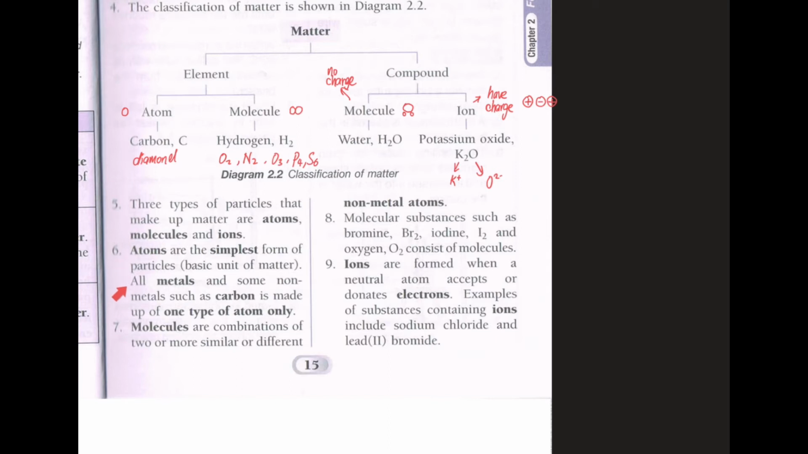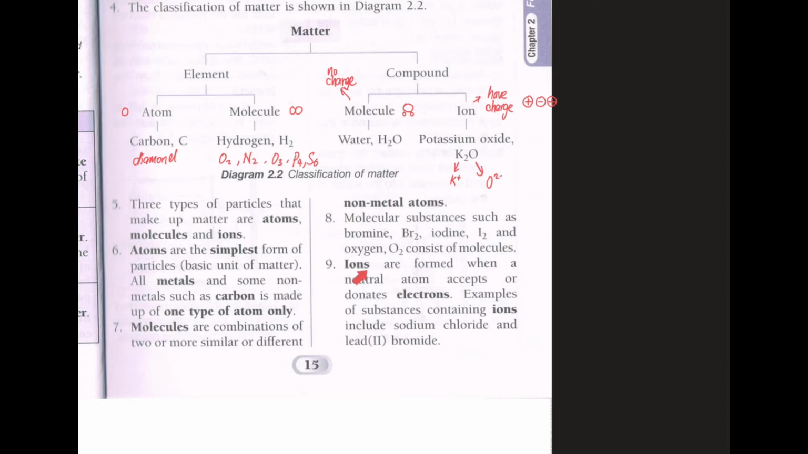All metals and some non-metals such as carbon are made up of 1 type of atom only. Metals, for example iron metal, make up iron atoms only. Molecules are combinations of 2 or more similar or different non-metal atoms. To form a molecule, they must be non-metal. They can be the same kind of atoms, which are under element, or different kinds of elements, which are under compound. Molecular substances such as bromine, Br2, iodine, I2, and oxygen, O2, are elements consisting of molecules.